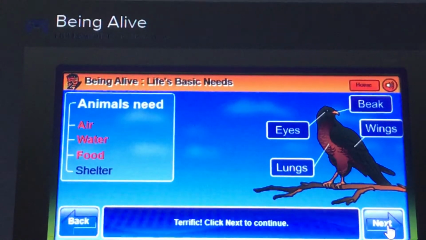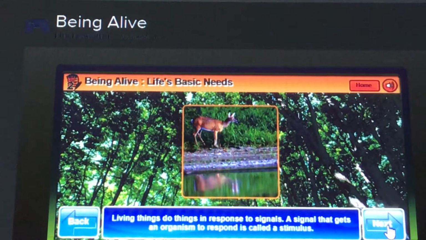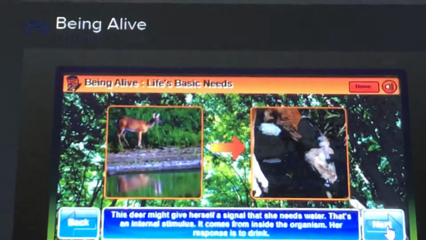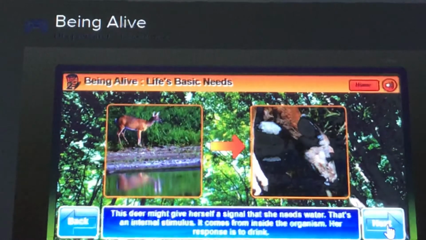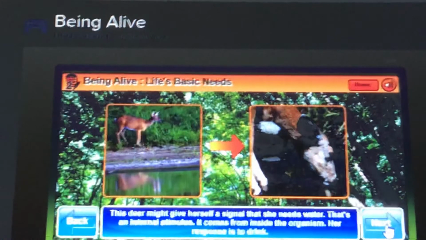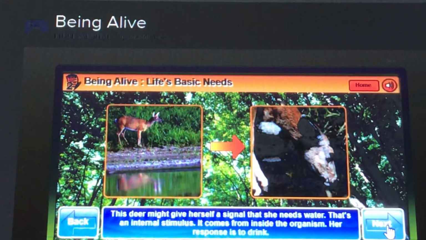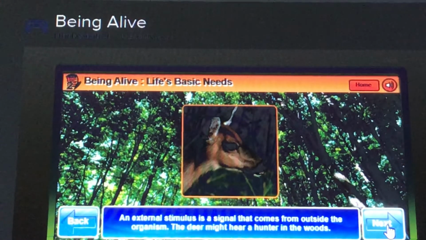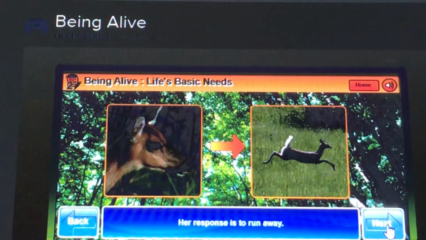Click next to continue. Living things do things in response to signals. A signal that gets all organisms to respond is called a stimulus. This deer might give herself a signal that she needs water. That's an internal stimulus. It comes from inside the organism. Her response is to drink. An external stimulus is a signal that comes from outside the organism. A deer might hear a hunter in the woods. And what do you think a deer would do if it hears a hunter? It runs away.